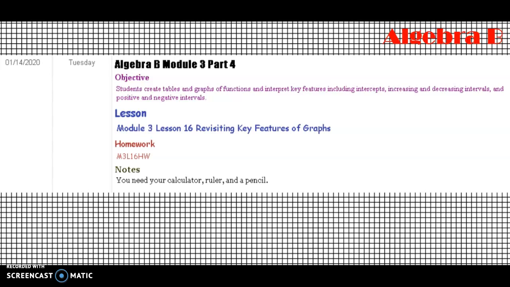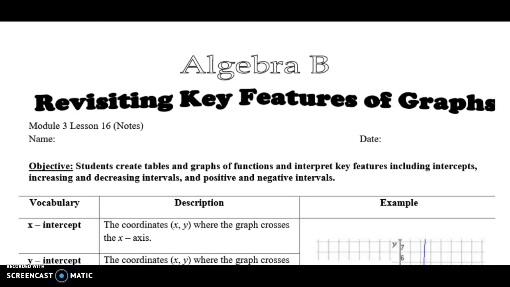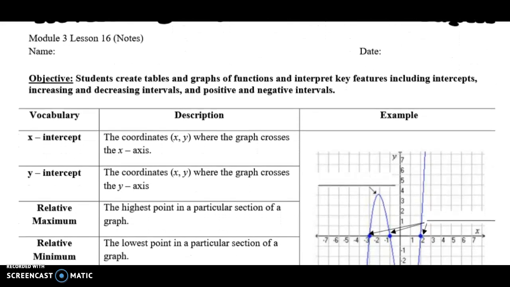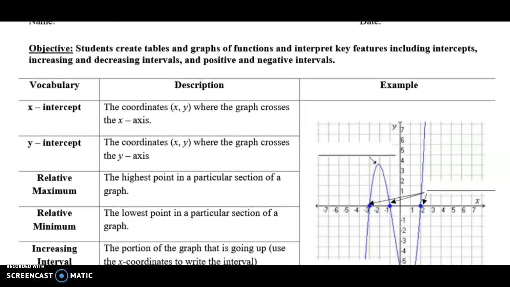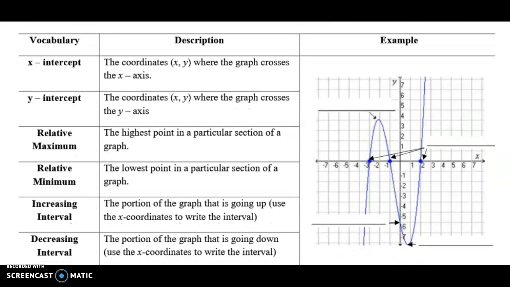Alright, today we are doing lesson 16, revisiting key features of graphs. Our objective is that you should be able to interpret the key features, including intercepts, increasing and decreasing intervals, and positive and negative intervals of graphs. So our reminder for intercepts. X-intercept is where the graph crosses your x-axis. Y-intercept is where it is crossing the y-axis.